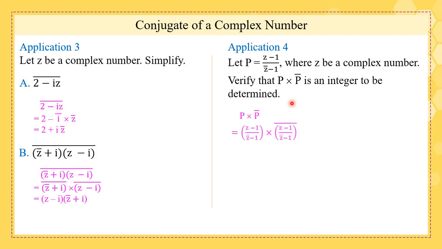Well, what is P times P bar? If we just substitute, this is P and this is P bar. We try to distribute the bar on each term here. This is the first term, we leave it alone here. We distribute it on the numerator and on the denominator. For the denominator, we get Z bar minus 1, which is Z minus 1. Then if you just look at this expression, you can simplify Z minus 1 and Z minus 1, and we can also simplify Z bar minus 1 and Z bar minus 1. So we get nothing but 1, which is an integer.